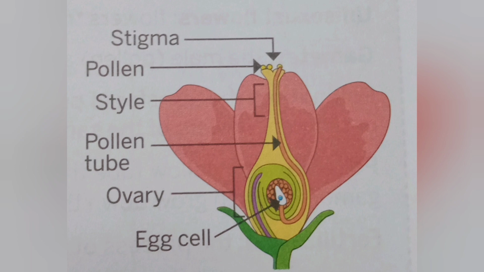This means the pollen sticks to the stigma and goes to the ovary, which gives an egg cell, which develops into a zygote, and the zygote then develops into an embryo. So next we will read about fruit and seed formation.